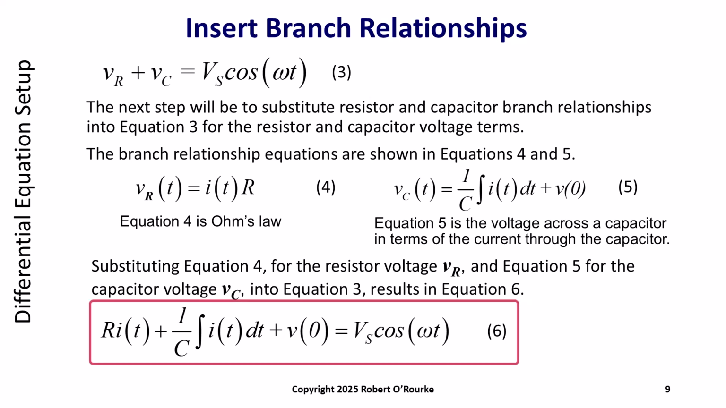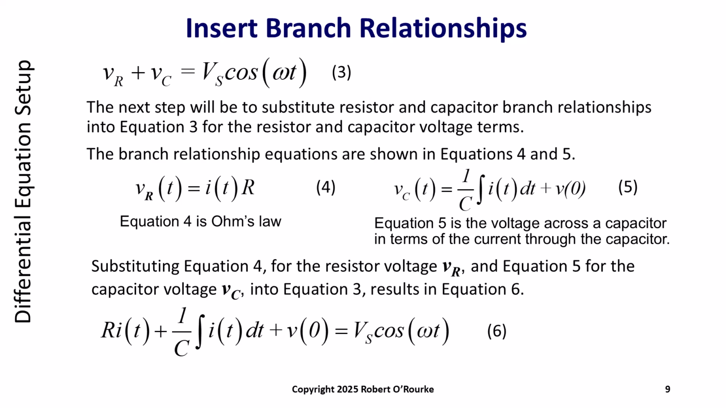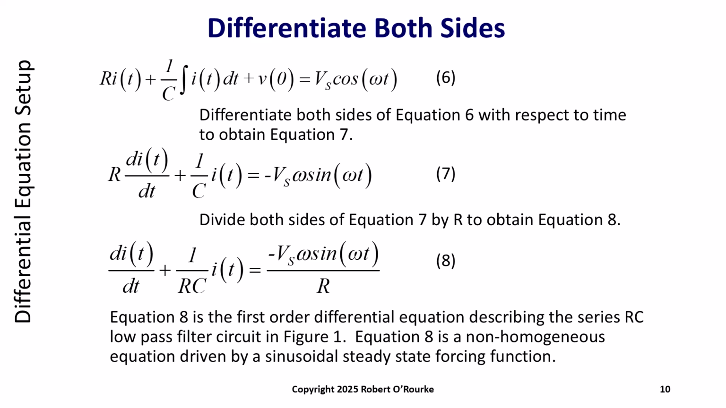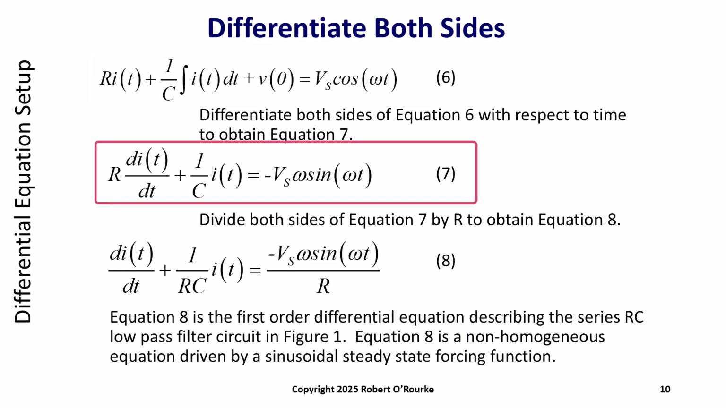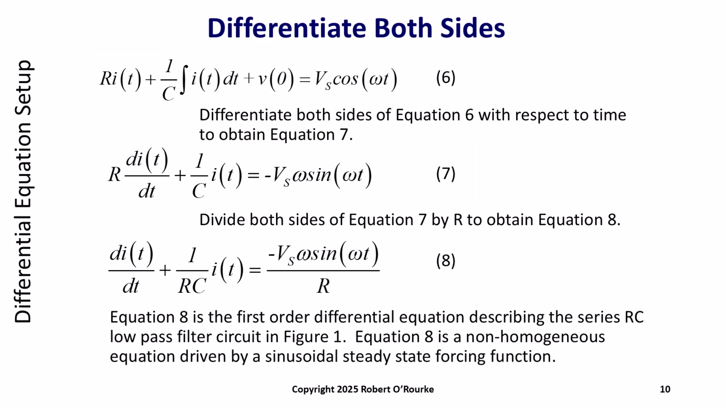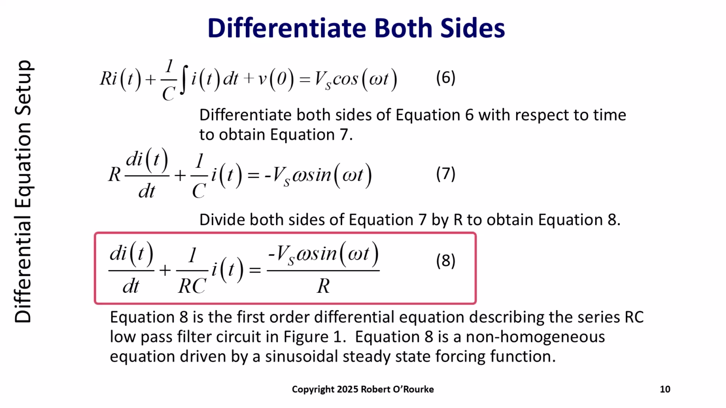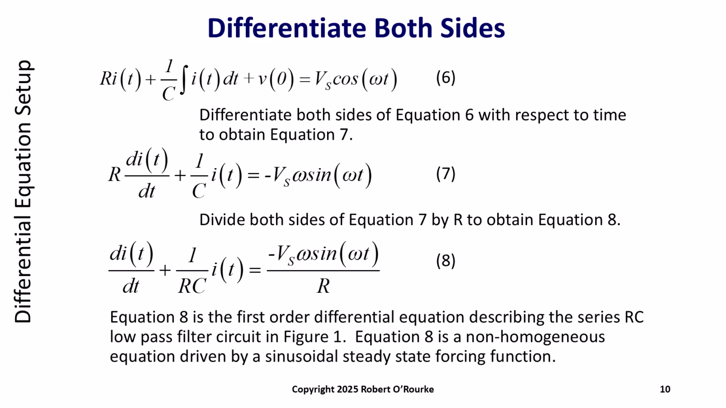We will solve equation 6 for the RC loop current I of t. Next, we differentiate both sides of equation 6 with respect to time, resulting in equation 7. Divide both sides of equation 7 by the resistance R, giving us equation 8. Equation 8 is the linear, first-order, ordinary differential equation for loop current I of t.